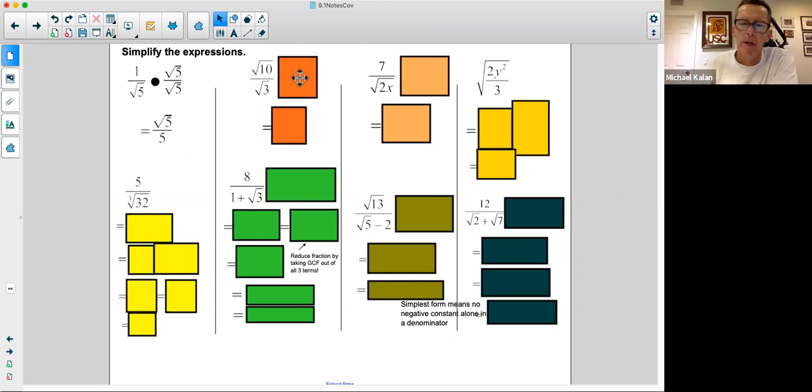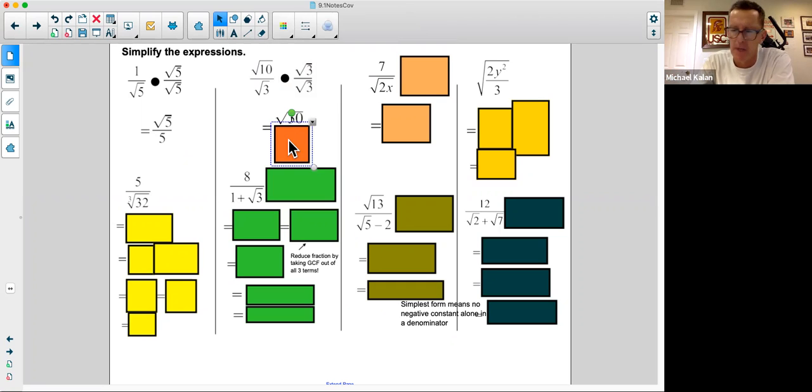Okay, so what are you going to need to do on this next one? What would you need to multiply top and bottom by? Hopefully you said the square root of 3. And then up top, you're going to get the square root of 10 times 3, right? Which is the square root of 30. Is there a perfect square factor in 30? No. And then square root of 3 times square root of 3 is going to be 3. Voila, no more radical in the denominator.